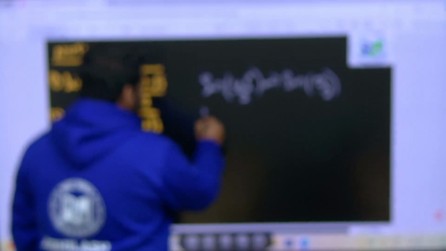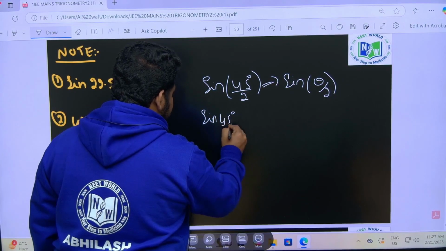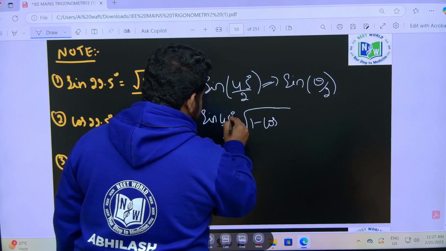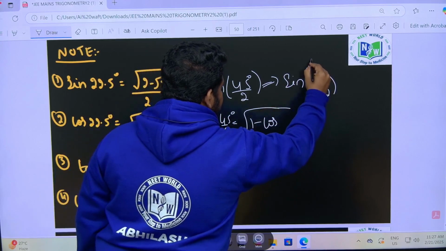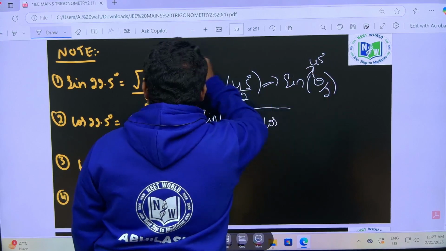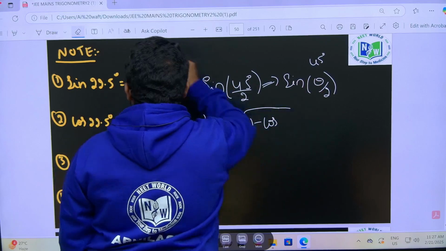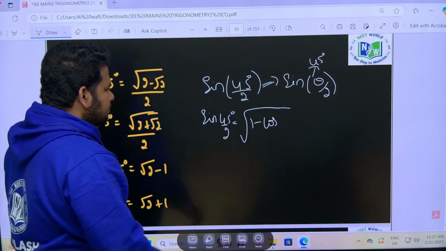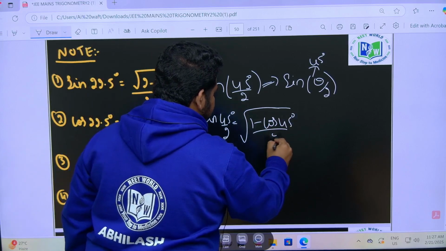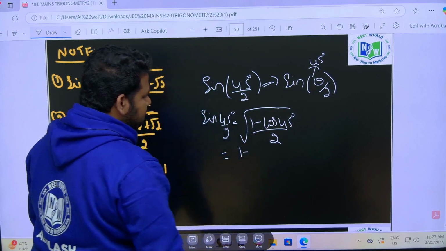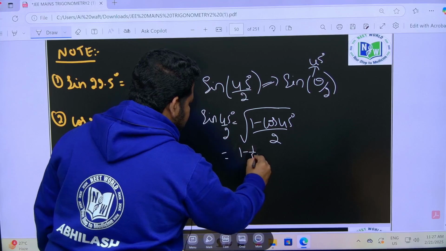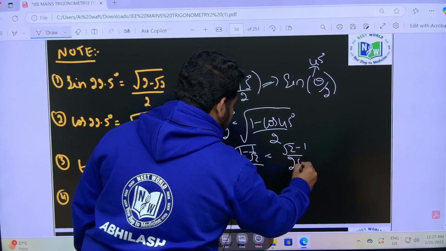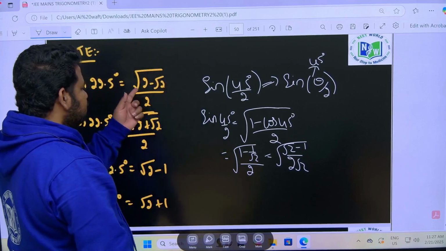So sin 45 by 2, I can write as equal to square root of 1 minus cos theta by 2, where theta is 45 degree, friends. So this will become 1 minus cos 45 divided by 2. What is 1 minus cos 45? It is 1 minus 1 by root 2, divided by 2, under square root. This will become root 2 minus 1 by 2 root 2.